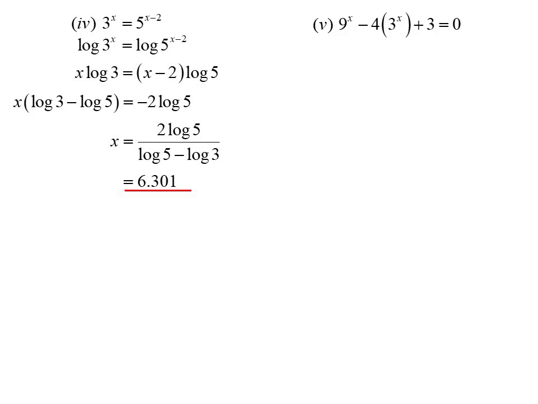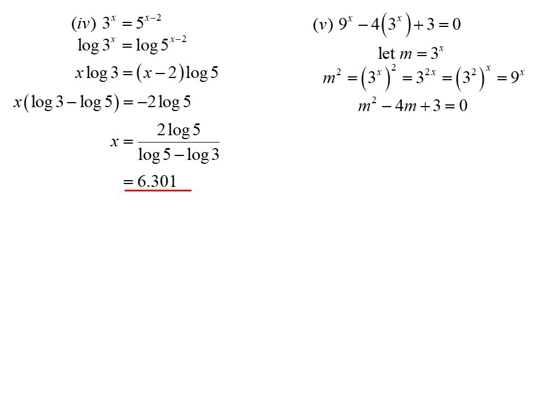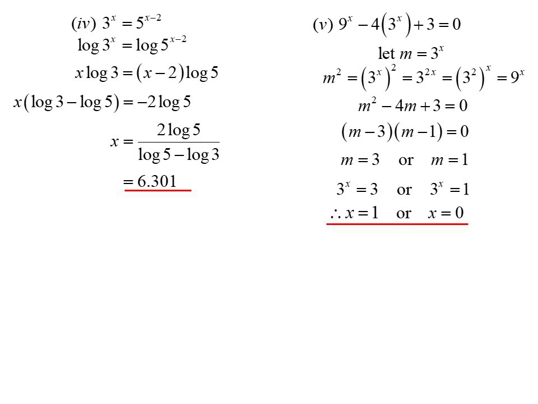These sorts of exponential equations, they're actually quadratics, because we could rewrite that, and I'll do it via a substitution. I mean, you don't have to do a substitution. But essentially, we're saying that's m squared minus 4m plus 3. All right, I can work out what m is, substitute back in. 3 to the power of x is 3, or 3 to the power of x is 1. Well, we get 1 or 0.